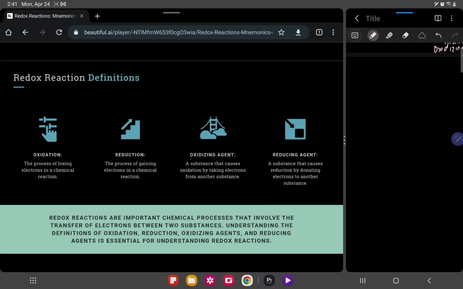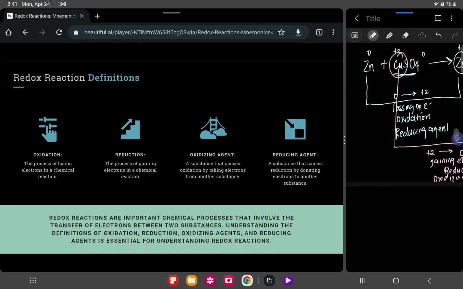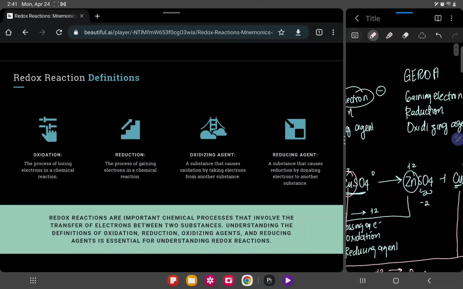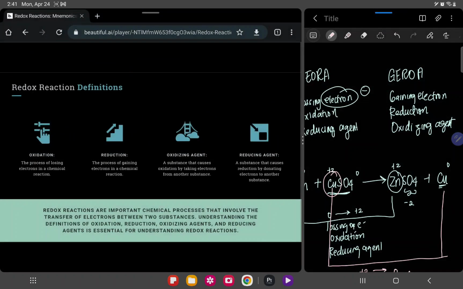So oxidation is the process of losing electrons in a chemical reaction. Remember the LEO mnemonic that we have on that. And reduction is the process of gaining electrons. Remember the GER mnemonic that we have on that. So an oxidizing agent is a substance that causes oxidation by taking electrons from another substance. And a reducing agent is a substance that causes reduction by donating electrons to another substance.